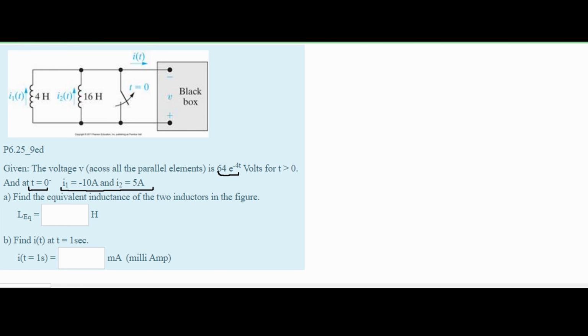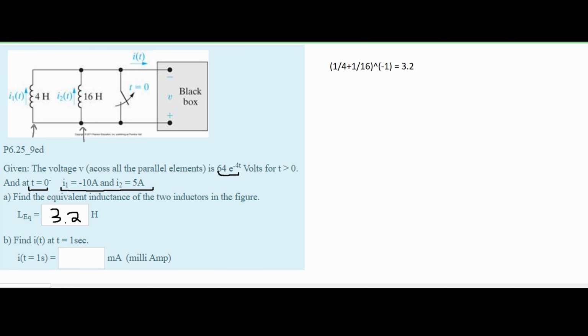So the first thing we're going to do is find our equivalent inductance. We know that inductors act like resistors, in that if they're parallel, inductors are going to act the same way as resistors in parallel. And if they're in series, inductors are going to act the same way as in series. So when we look at these two inductors, we only have two. We have this 4 henries and this 16 henries. So we can plug them into the inductance for parallel formula, and we get 3.2 as our L equivalent. So this is going to be our inductor equivalent, 3.2 henries.